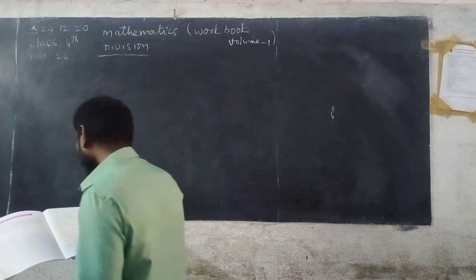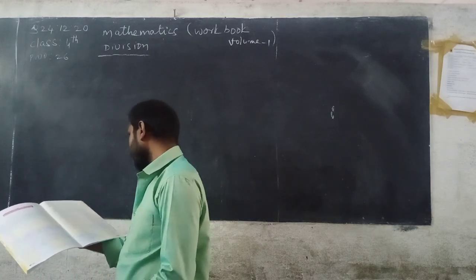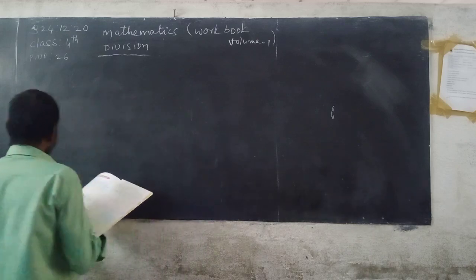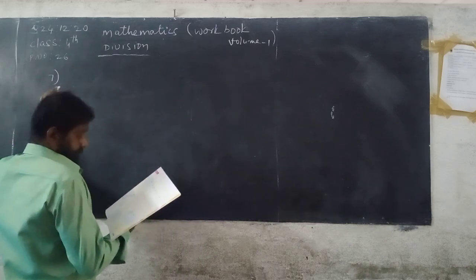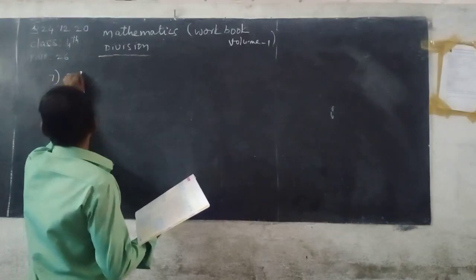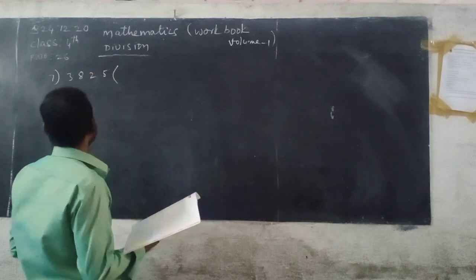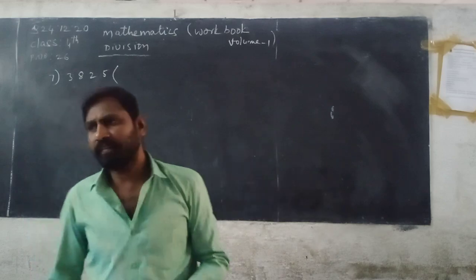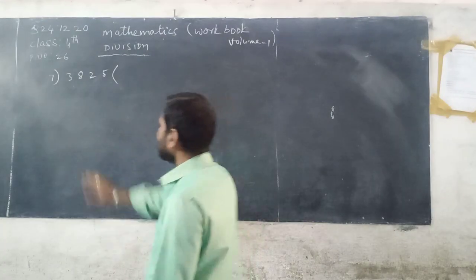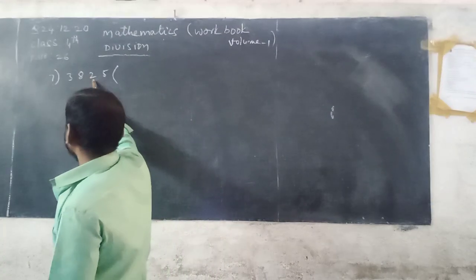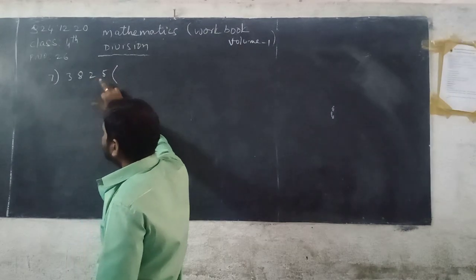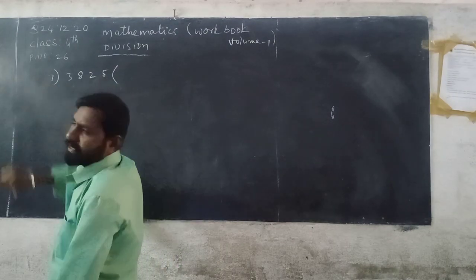See here, divide and write the dividend, divisor, quotient and the remainder for the following divisions. 3825 is divided by 7. Here 3825 is called the dividend, and 7 is called the divisor.